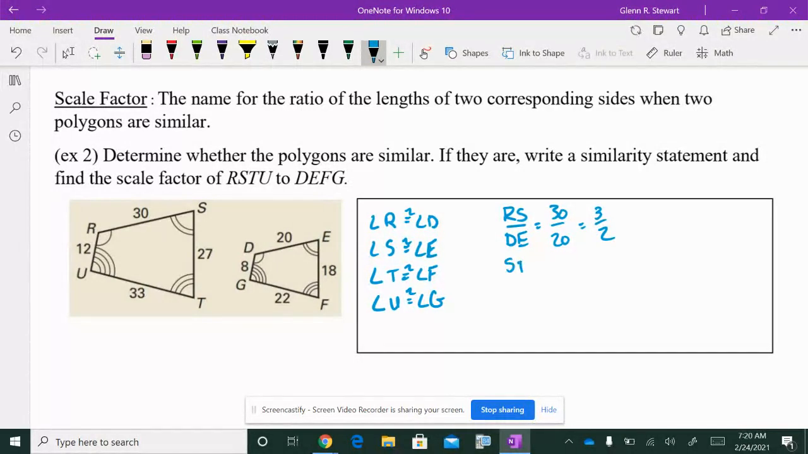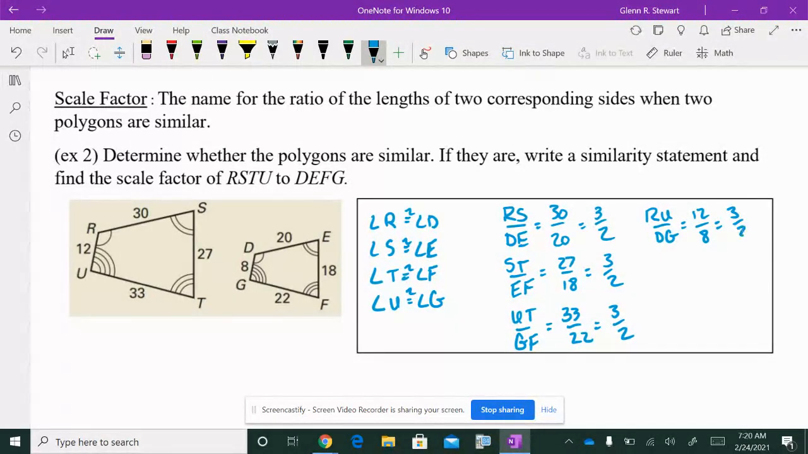So let's do ST over EF: 27 over 18, which is also 3 over 2, so we're good there. UT over GF: we've got 33 over 22, so divide those each by 11, and I've got 3 over 2 there. And then RU over DG, which is 12 over 8, which is also 3 over 2. So I'm good there.